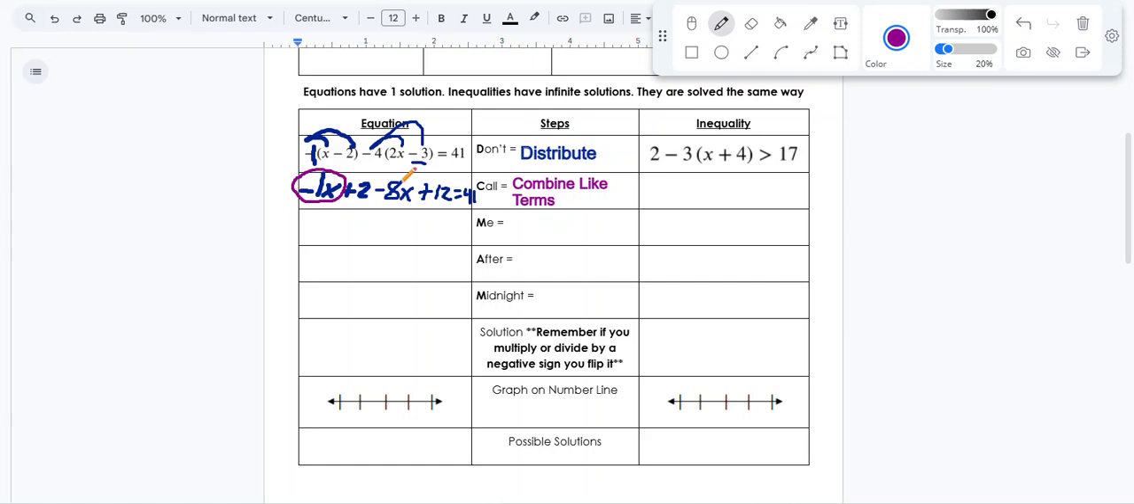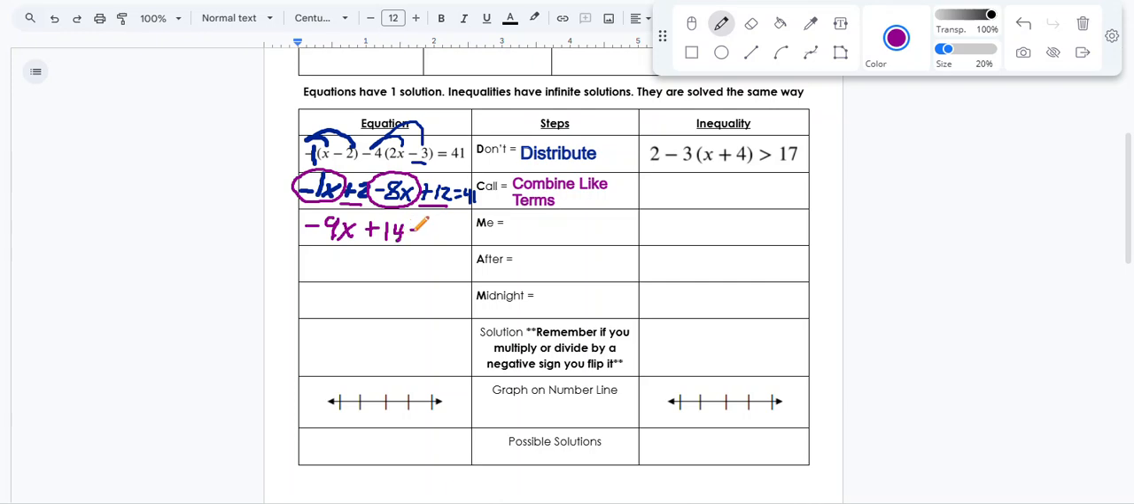What can I combine that with? Well, I can combine this minus 8x with that, right? Negative 1x minus 8x will give me negative 9x. All right, and then I can combine my numbers. I have a plus 2 and a plus 12. Well, if I add those together, that will give me a plus 14.